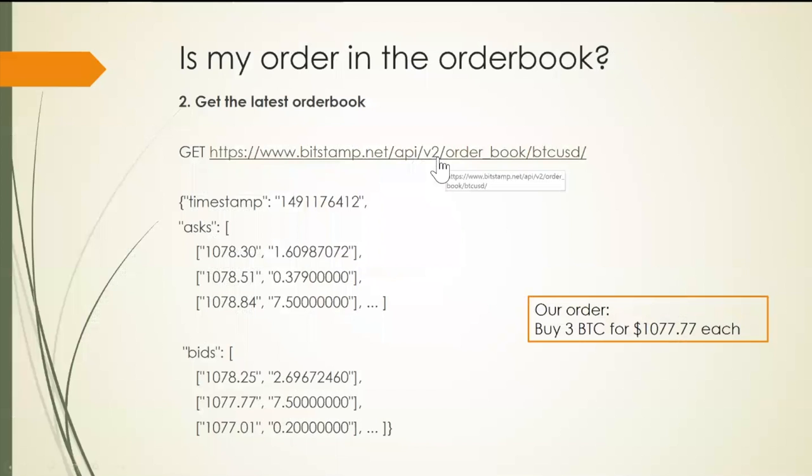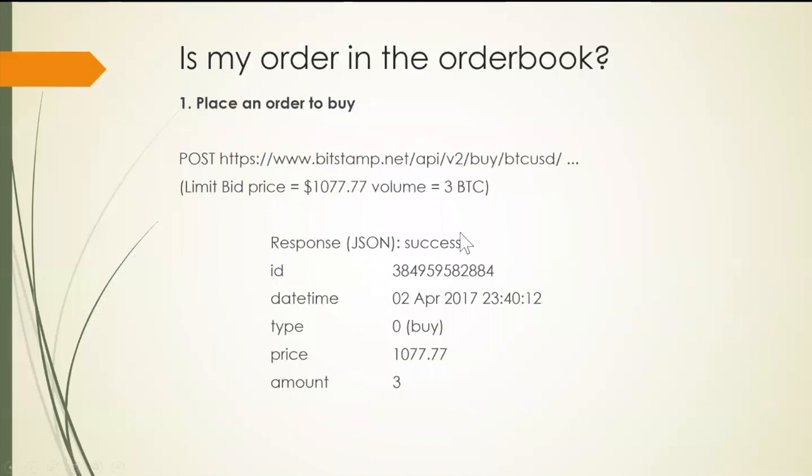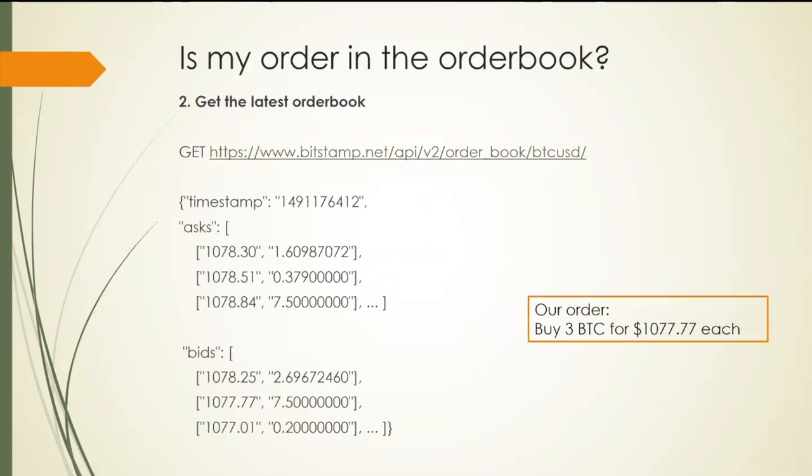If you go back there, imagine that you first place an order to buy three bitcoins for $1,077.77. You got your ID back. And now, at the same time or close to the same time, concurrently, you ask for the order book and you get it back. It says there are orders willing to buy bitcoins for $1,077.77, and there are 7.5 bitcoins worth of those orders. Now, question: is your order included in that 7.5 or not?